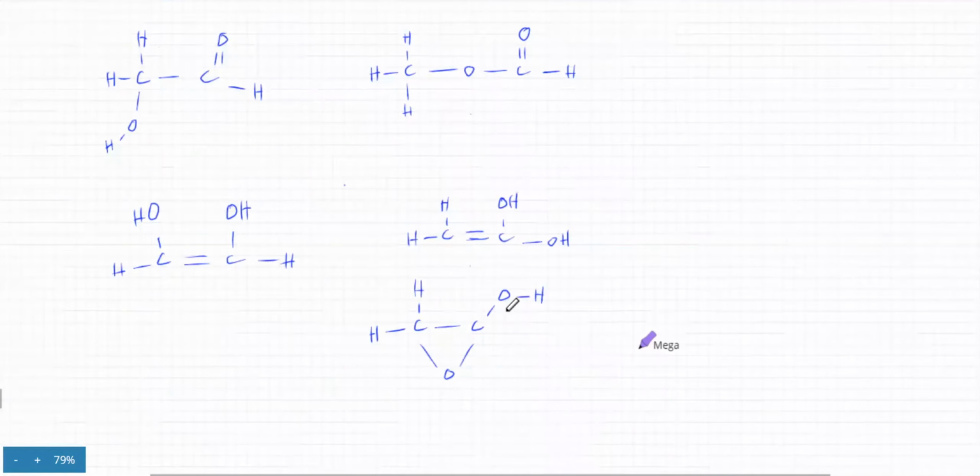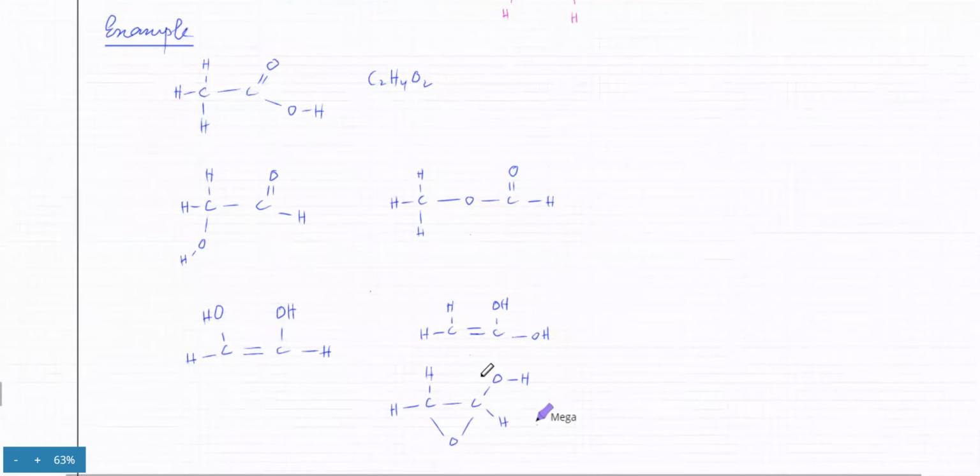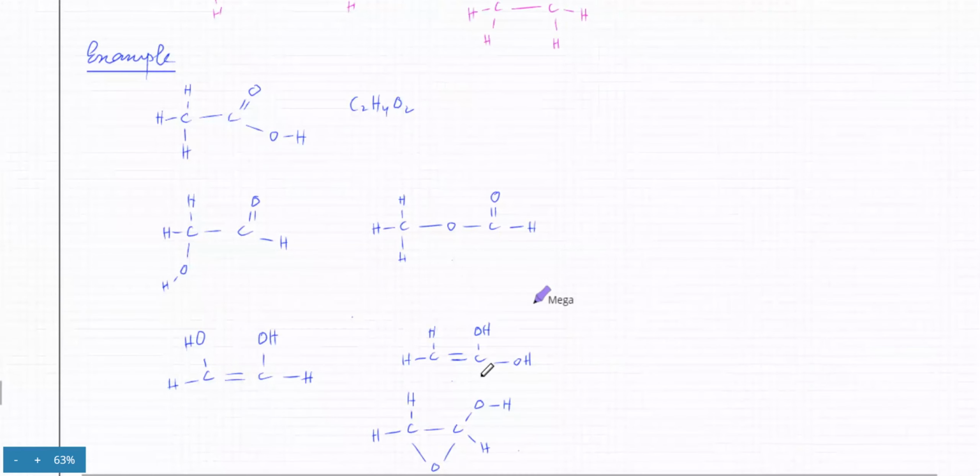There is something wrong with the structure. This should have one more hydrogen. So that's another isomer, and the structure is perfectly fine. All of them are making the proper number of bonds. And you can just keep on changing the arrangement, and you can get more and more different structures that are possible. So that's how structural isomers would be done.